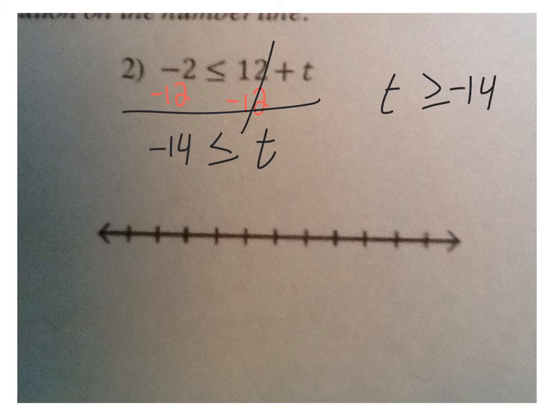So I need to find negative 14. So I'm going to go negative 15 here, negative 14 here, negative 13 here. It's greater than or equal to, so it's going to be a colored in dot because it's or equal to, and since it's greater than, I'm going to shade to the right.